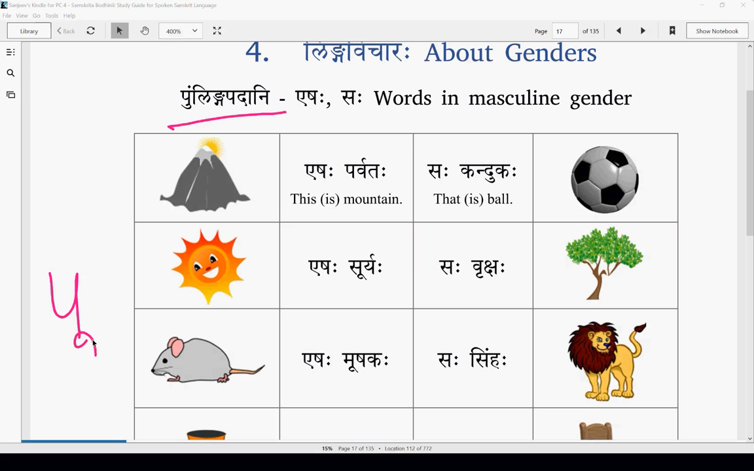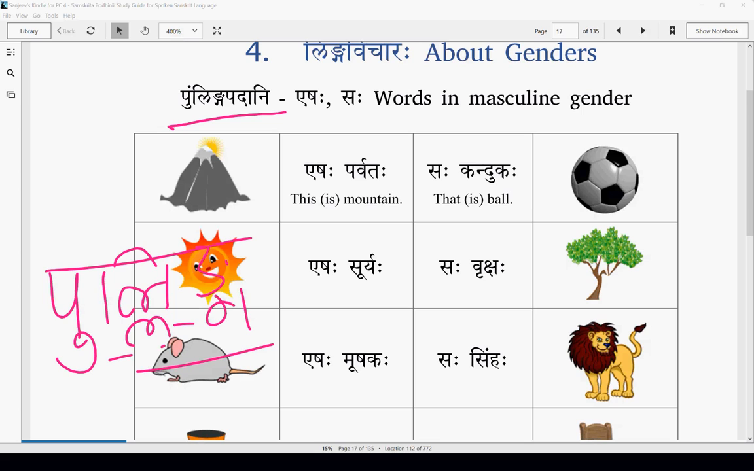There is a pu and there is an anuswara on the top, and then there is a linga. So this anuswara is important. Pronunciation is reflected in the writing. So here we have pullinga. It is not pullinga, or it is not pullinga like this, double pullinga. So we need the anuswara here.